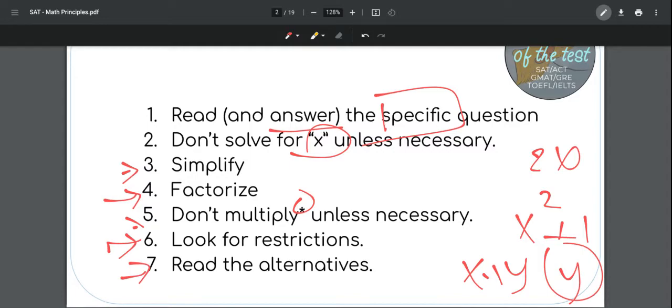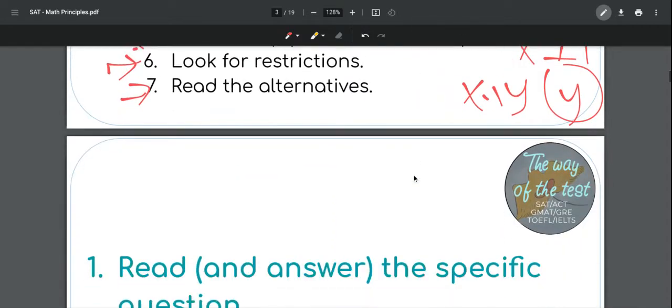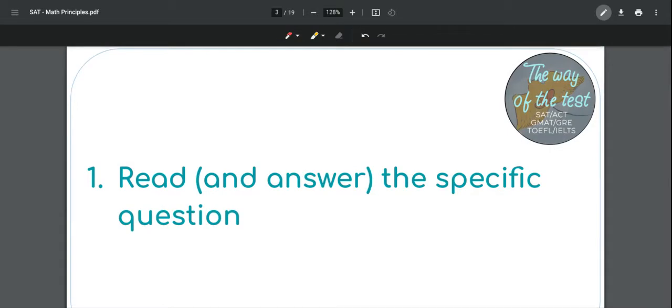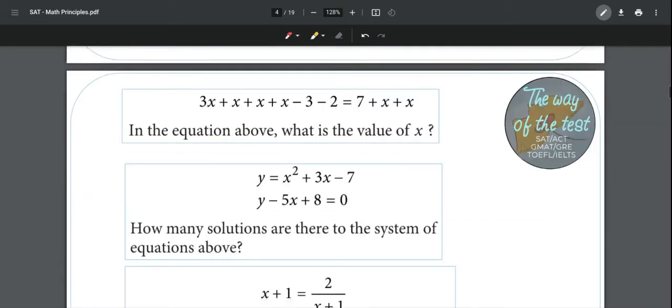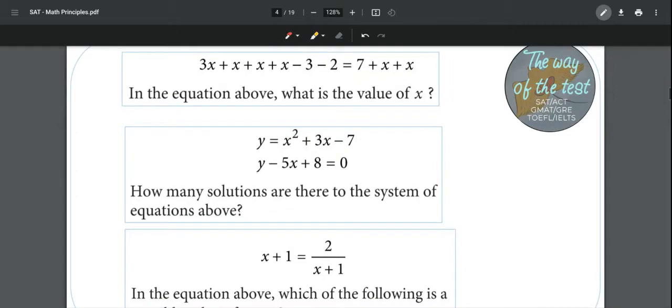Now we're going to develop each of these principles in depth. So we're going to go to principle number 1. Read and answer the specific question. Again, you may see the question, and the question may be about X, in which case we're fine, we're trying to solve for X, but sometimes the question is not about X, sometimes it's about how many solutions. So they're not even asking you about X or Y or X plus Y. There's no question about the value of the variables. You just want some extra information, like how many solutions, or does it have any solutions, or what's the slope, right? So the question is not always looking for the variable, and this is important.